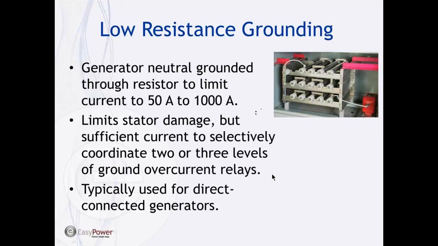But the advantage is that if I have a 200 amp resistor, let's say, with 200 amps flowing, I can use my normal overcurrent relays, ground overcurrent relays, to detect that and to selectively coordinate. So on a direct connected generator where I've got other plant loads and other plant switchgear and relaying, I can coordinate those so I maintain selectivity. With high resistance grounding, that's not easy to do, but low resistance grounding, it's fairly easy to achieve. The trade-off is you're going to have more damage when you do have a fault in the stator core.